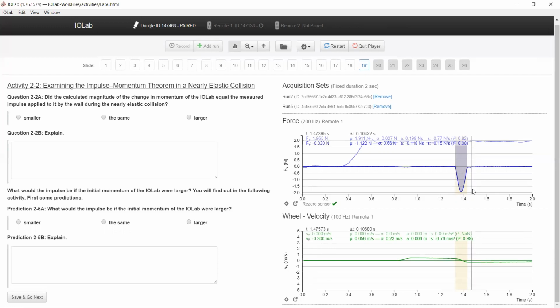Here the momentum are in the same direction. Yeah, mass times velocity. Okay, after that change in momentum, you can click on save and go next.